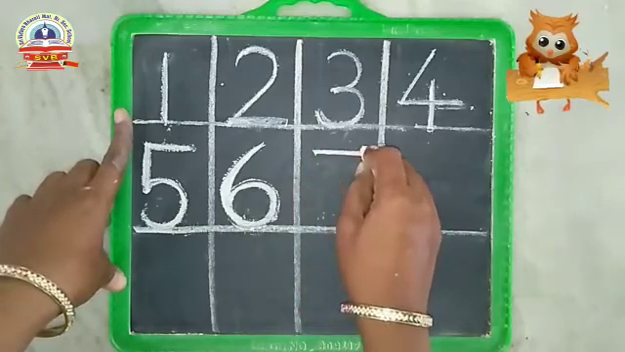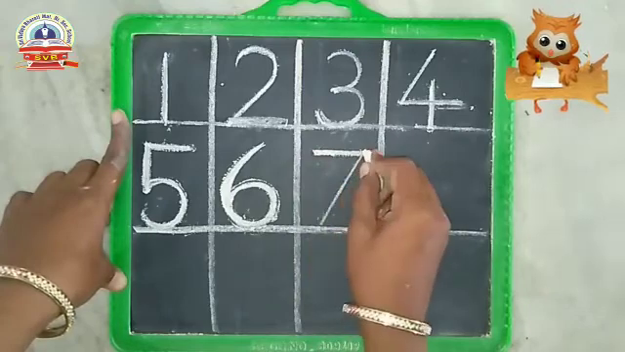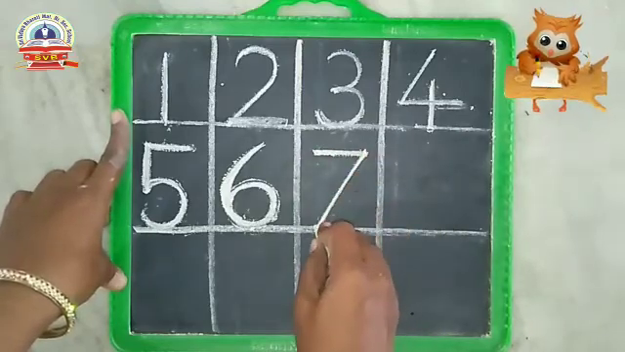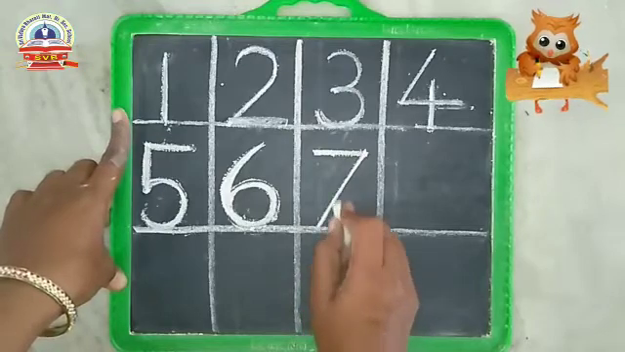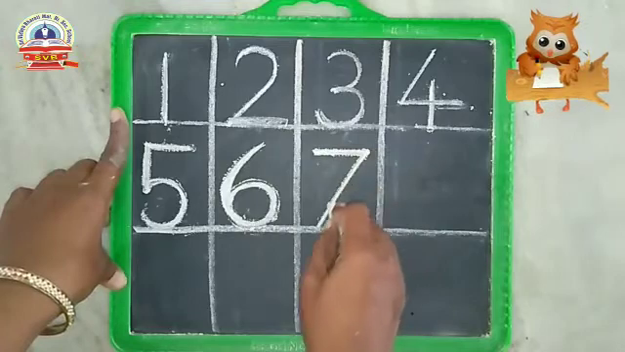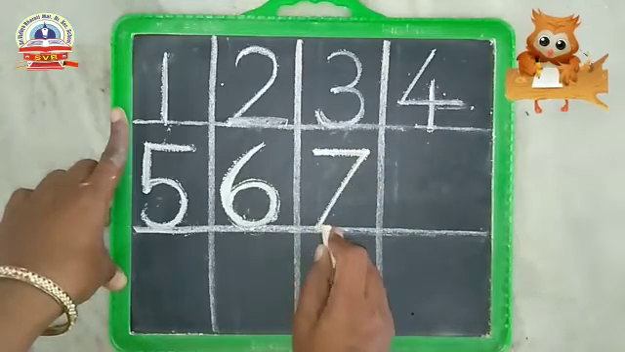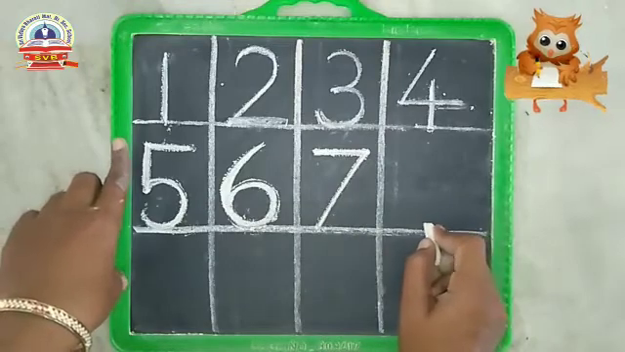Sleeping line and right slanting line. Write again, sleeping line and right slanting line. This is number 7. Write with me, sleeping line and right slanting line. This is number 7. Next comes 8.